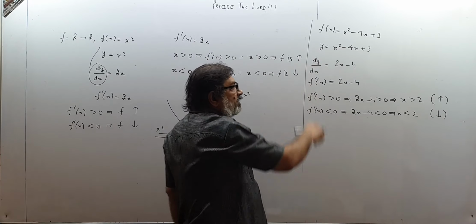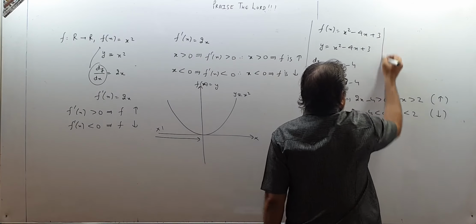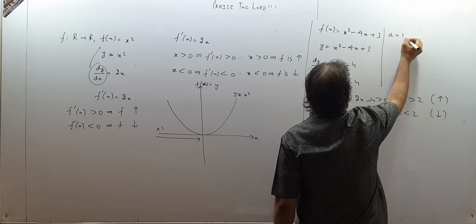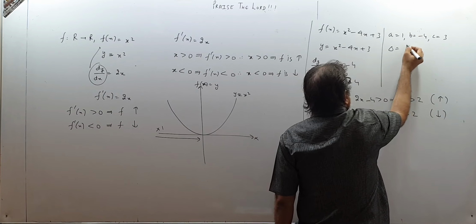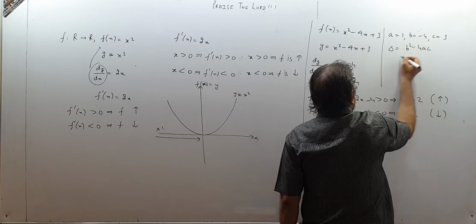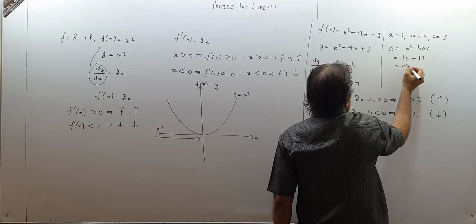Children, if you draw the graph of this quadratic polynomial, you know how to draw the graph. How will the graph come? Let us find out delta. A is 1, B is minus 4, C is 3. Delta is B square minus 4AC. I taught you all those things. 16 minus 12 and that is 4.